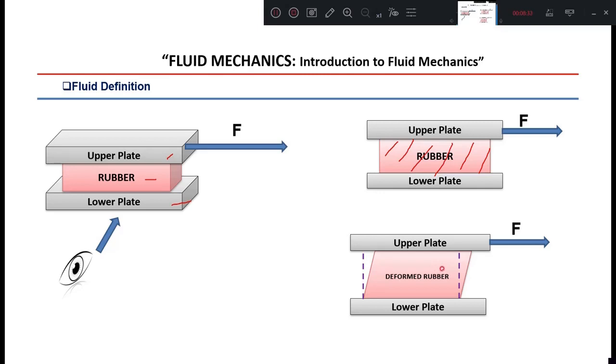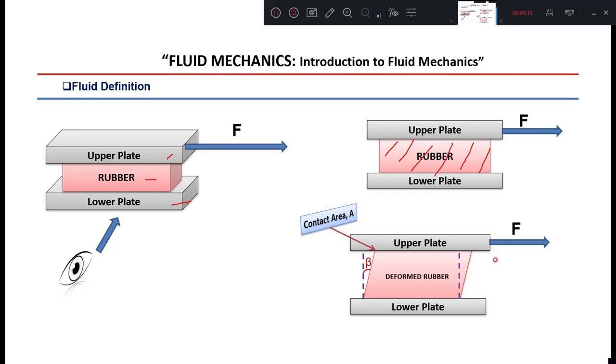The magnitude of the deformation can be measured by an angle, say beta. This is beta. The rubber will remain in this deformed shape as long as the force F is acting on this plate. The moment we release this force F, the rubber will partially or fully regain its original shape.